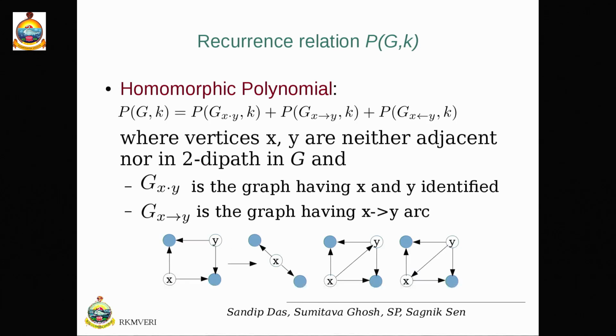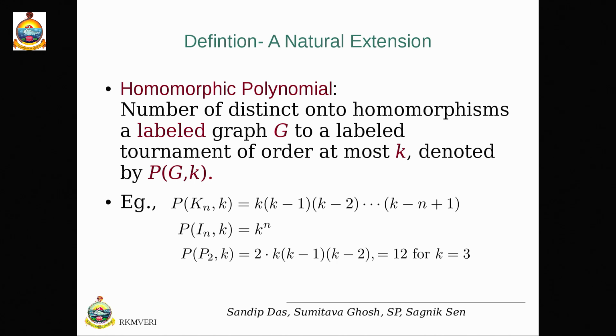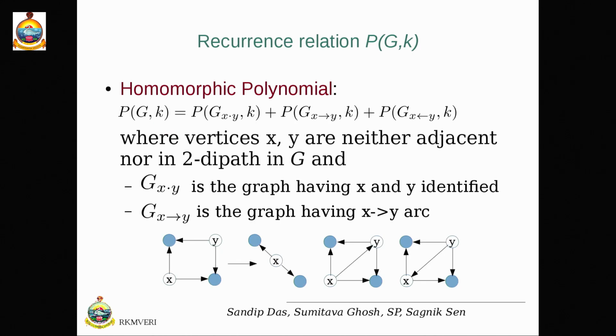And what is the way you can go about computing this homomorphic polynomial? So given a graph, how many different target graphs you can construct which can be colored with the given set of colors? So that would be the question. So you have to have a mechanism to enumerate the set of homomorphic images.